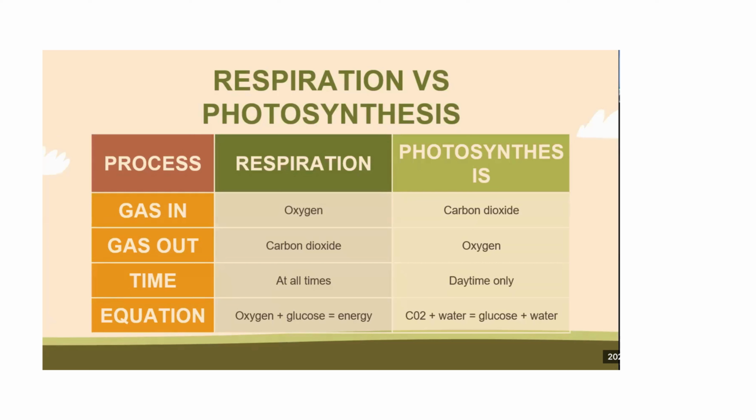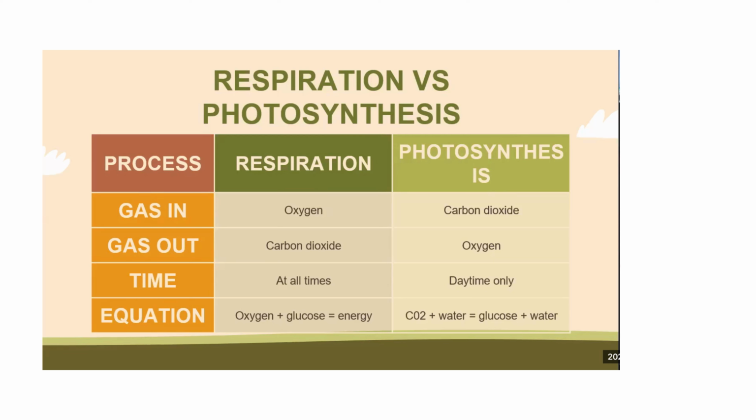So we have to compare respiration versus photosynthesis. Respiration is the exact opposite of photosynthesis. It uses glucose and oxygen, and the end products are carbon dioxide and water. So in respiration, the gas in is oxygen, but in photosynthesis, carbon dioxide is used. In respiration, the gas out is carbon dioxide, but in photosynthesis, the end product is oxygen. So respiration happens all the time, but photosynthesis happens in the daytime only because light is needed for photosynthesis.